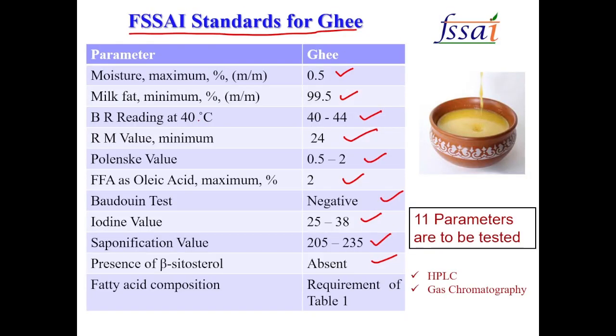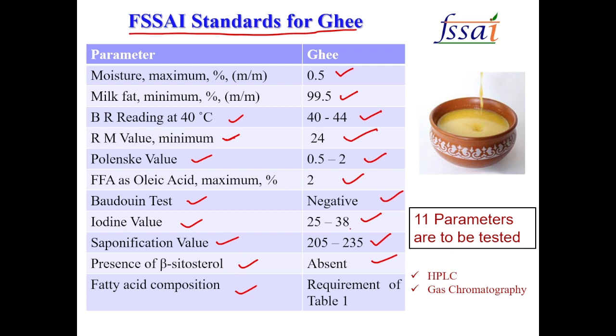So let us see which are the adulteration parameters given by FSSAI. One is the BR reading, which we will be covering in the coming slide. BR reading at 40 degrees Celsius. RM value, minimum should be 24; this is also an adulteration parameter. Polenske value is an adulteration parameter. Baudouin test is an adulteration parameter. Iodine value, saponification value, and the presence of beta sitosterol are also adulteration parameters, and the fatty acid parameters also. So in total, there are 8 parameters given by FSSAI which are adulteration parameters.